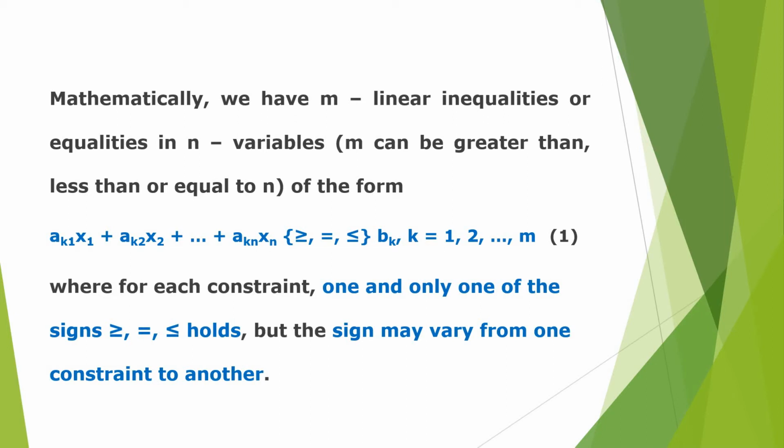But the sign may vary from one constraint to another. You may have a problem which has two constraints of different inequalities. So I can have an optimized objective function subject to 2x1 plus 3x2 less than or equal to 5, x1 plus x2 greater than or equal to 7. In the first constraint we had the less than or equal to sign. In the second constraint, we had the greater than or equal to sign.